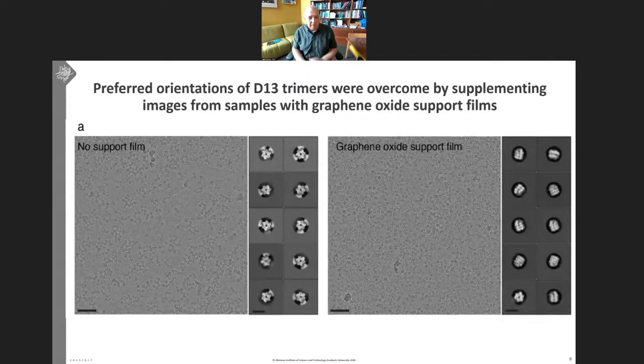Of course, the goal was to determine the high resolution structure of D13. Unfortunately, when D13 was expressed in vitro, and then at a high salt condition where the particles were nicely separated, they unfortunately only showed top views. So when you see here the classes, there are only top views, no side views. And for reconstructing images from projections, you want to have all orientations in 3 dimensions, ideally randomly distributed.